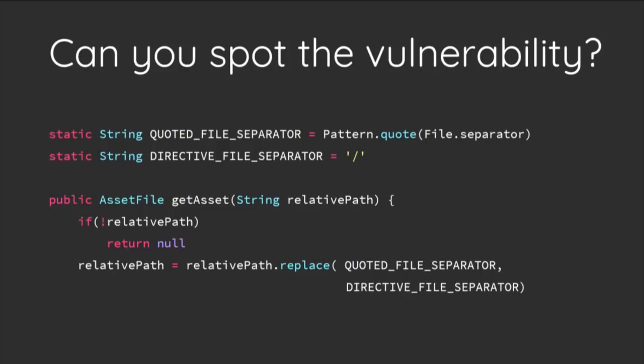In order to be compatible with Windows environments, the code replaces the current file separator with a forward slash. So, did you find the bug? Okay, the answer is the method replace. Grails would like to replace the current file separator using a regular expression, so Grails escapes the path with Pattern.quote.